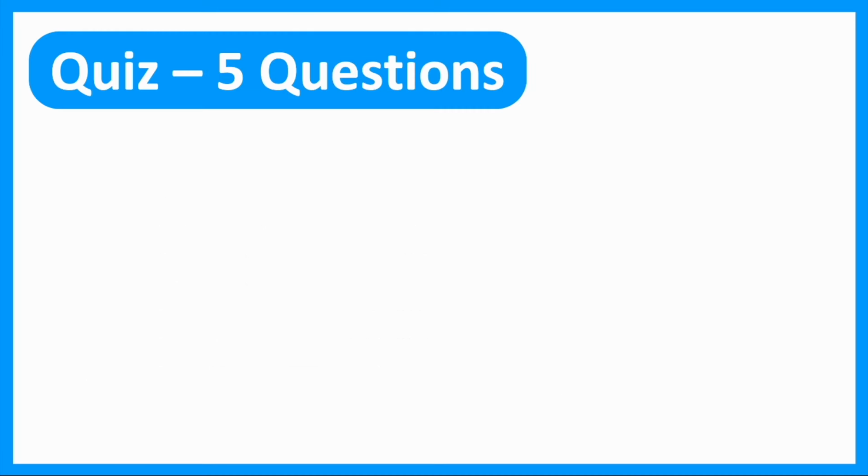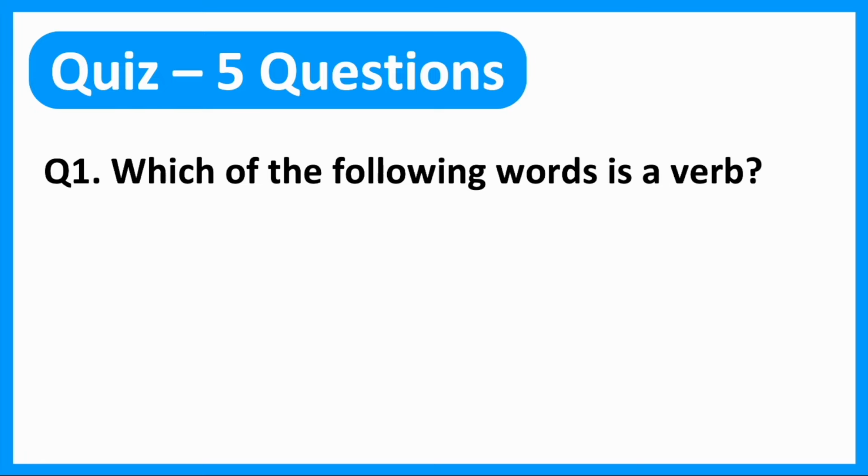Now let's complete a quick quiz of 5 questions. Which of the following words is a verb? Ball, read, skipped, or pen? Pause the video and answer the question. The correct answer is skipped.